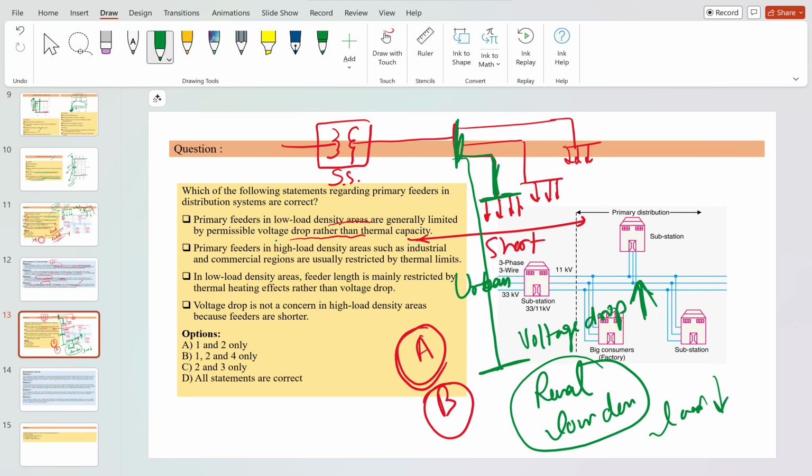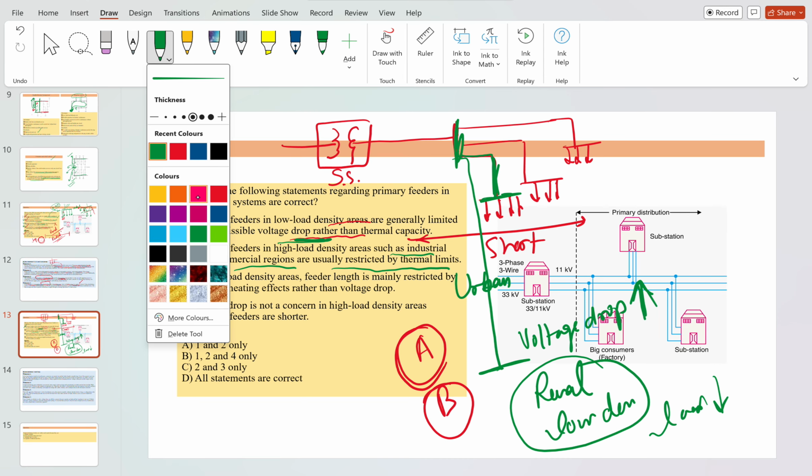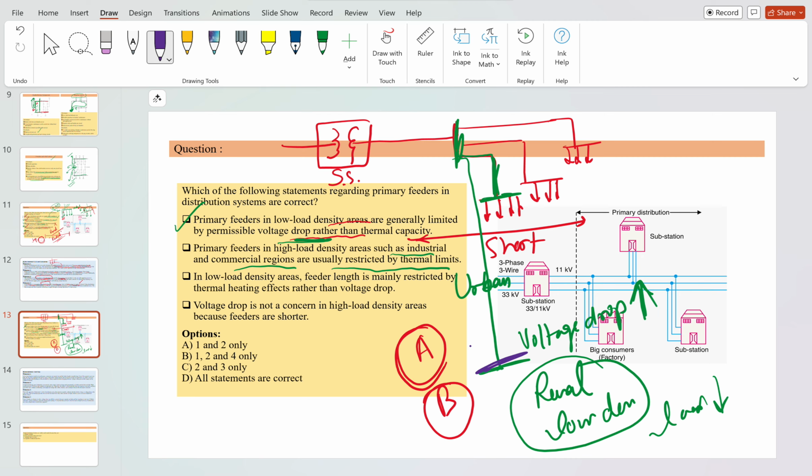So there the voltage drop is actually a primary criteria when you have a long distance feeder. First is true. Second, what is saying, that primary feeder in the high load density areas such as the industrial and commercial regions are usually restricted by thermal limit. That is true, because in these locations the current is high but the current is not that much.